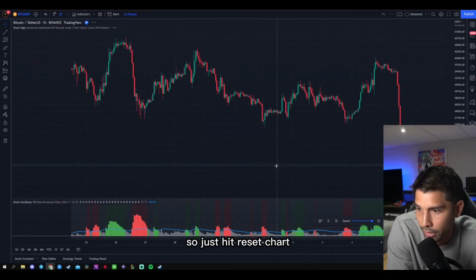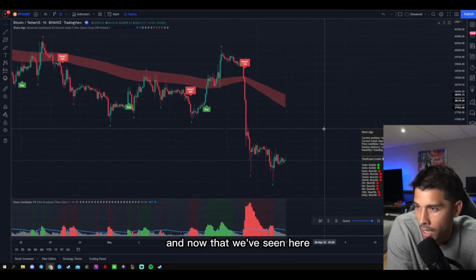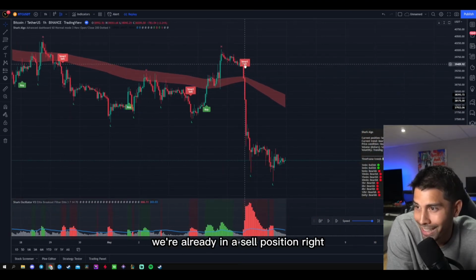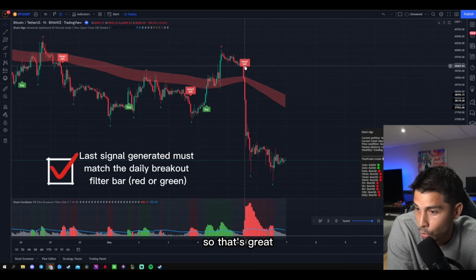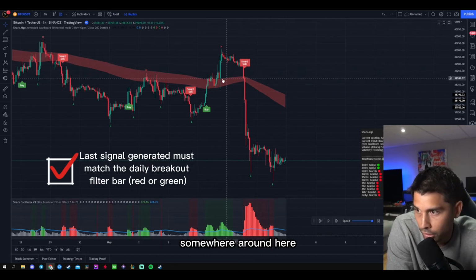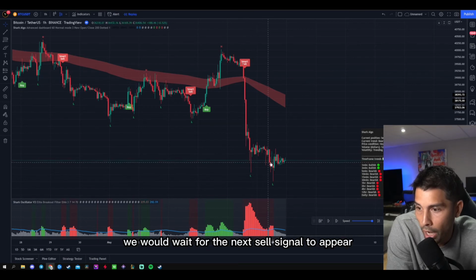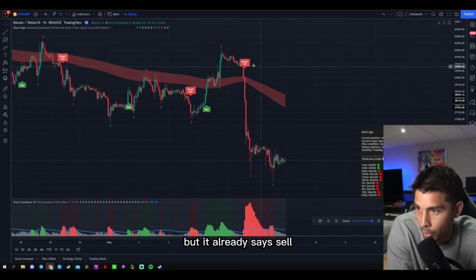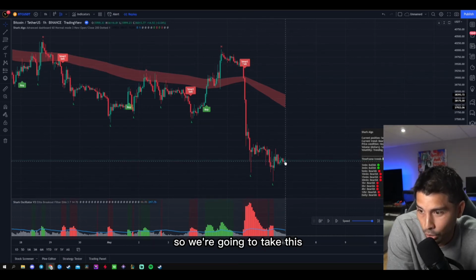So here's the hit reset chart. We go back on the 1 hour. And now that we've seen here, we're already in a sell position, right? So that's great. That means we can jump right in and take the trade. Again, if, for example, somewhere around here was a buy position, we would wait for the next sell signal to appear. But it already says sell, so we're going to take this.